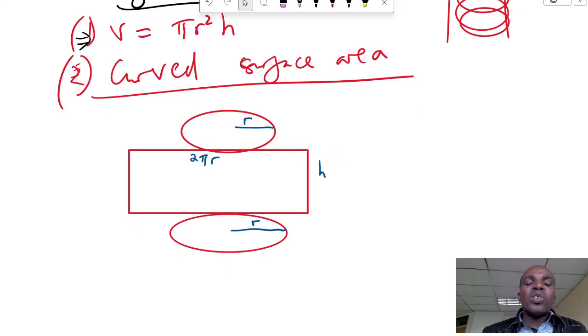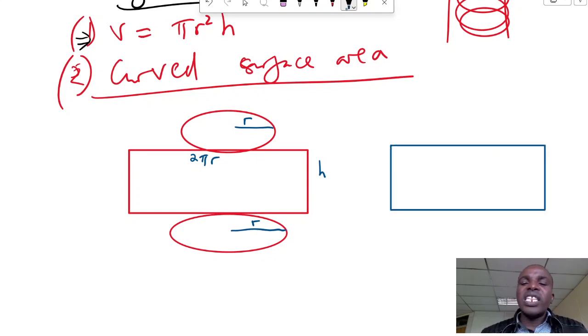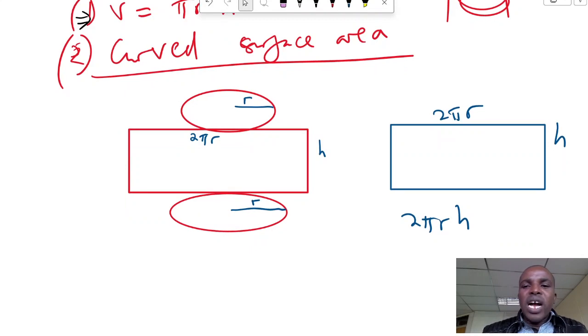Like this. So to find the curved part, it is this one now. That's the curved part with 2 pi r and h. So to find the area of this, it's more like a rectangle. So it will be 2 pi r h. That's the curved surface area of a cylinder. Right. Then total surface area.